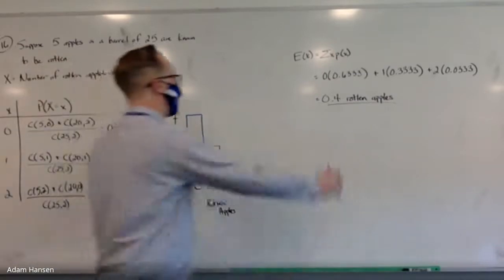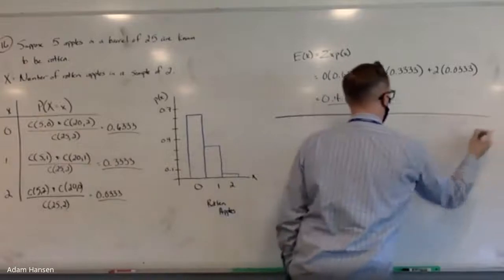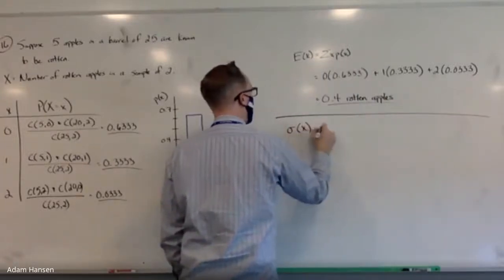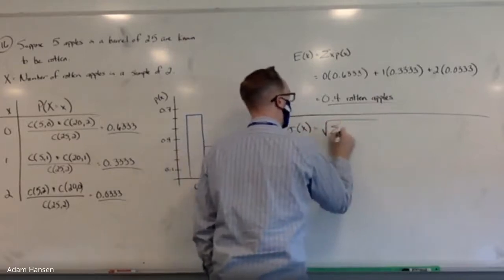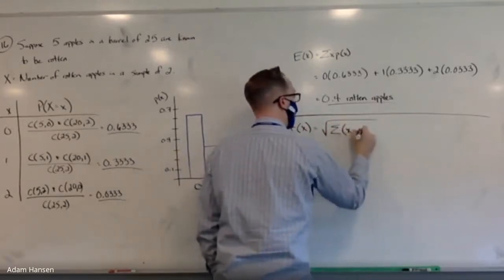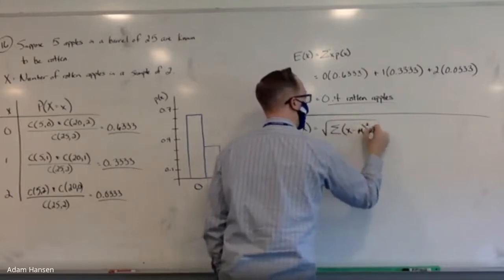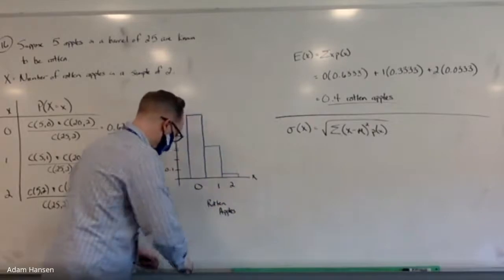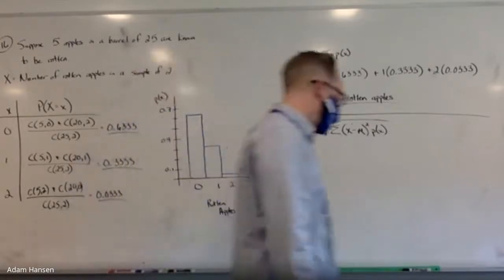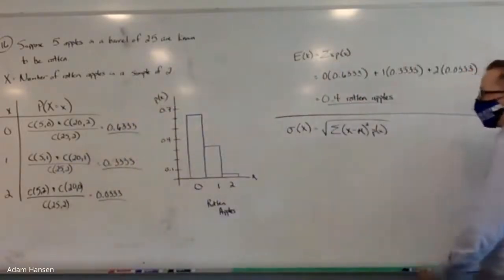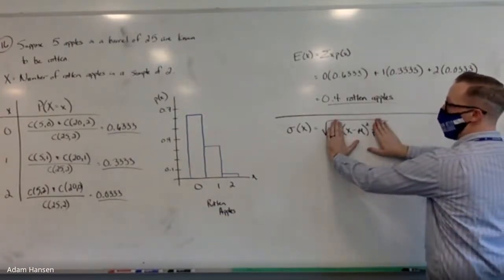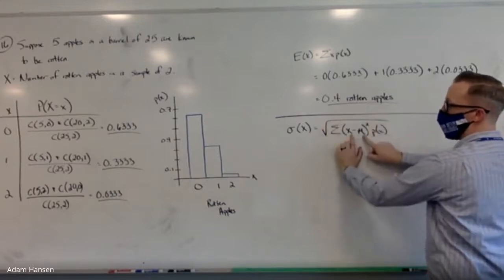Okay, let's also find the standard deviation in that average. The standard deviation is equal to the square root of the summation of each outcome minus the average squared times the probability. Now, what this means is the average difference from the mean. Standard deviation is the average difference from the mean. Let's first find the difference in each outcome from the average number of rotten apples.